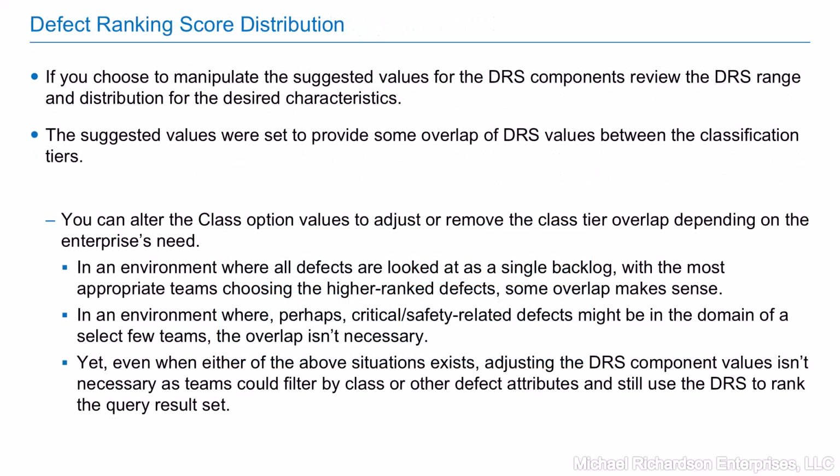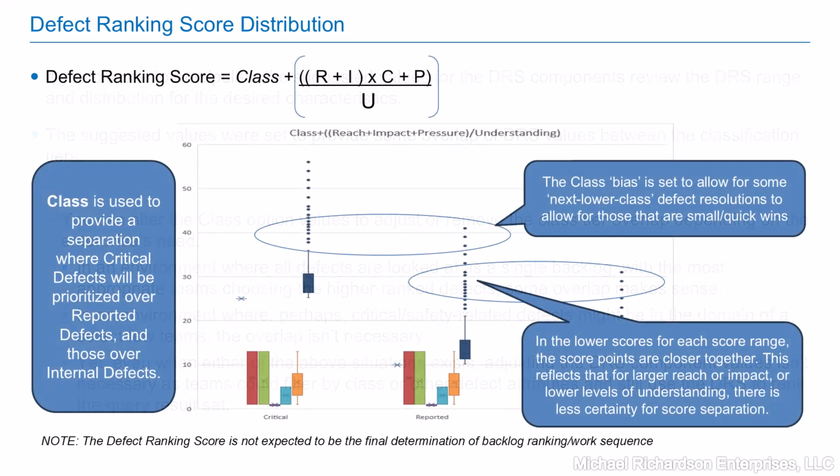If you choose to manipulate the suggested values for the defect ranking score components, review the defect ranking score range and distribution for the desired characteristics. The suggested values were set to provide some overlap of the defect ranking scores between each of the classification tiers. Here is the range and distribution along with the overlap for the defect ranking scores using the suggested values.